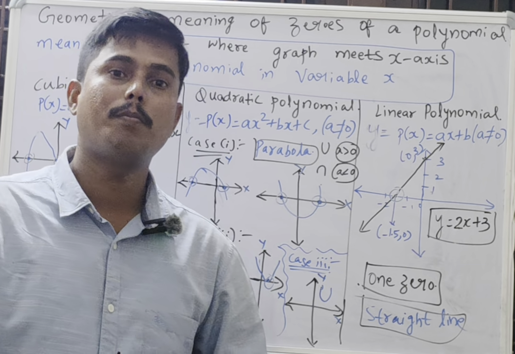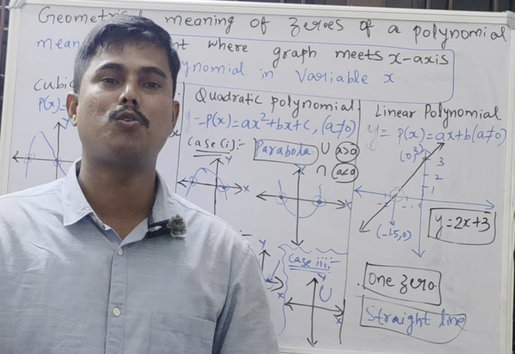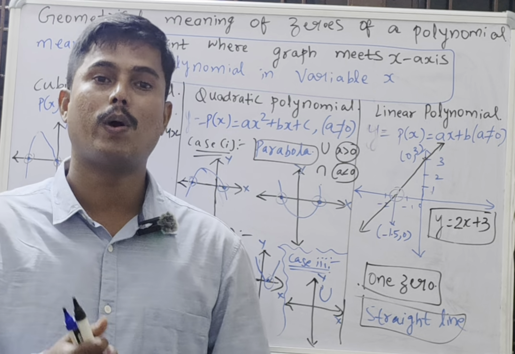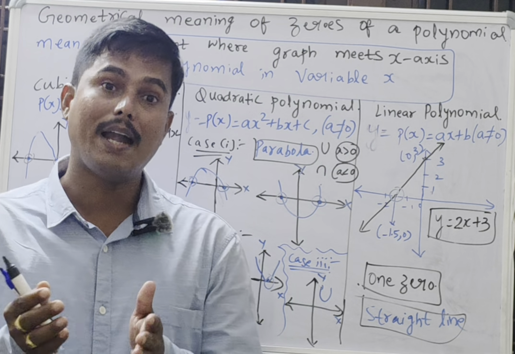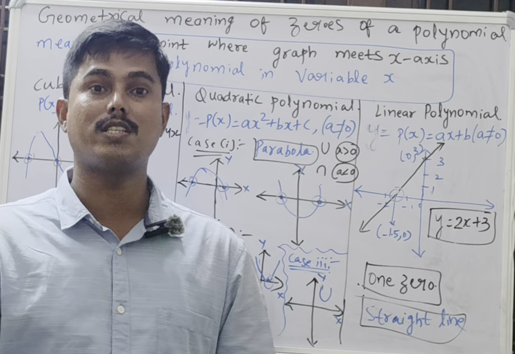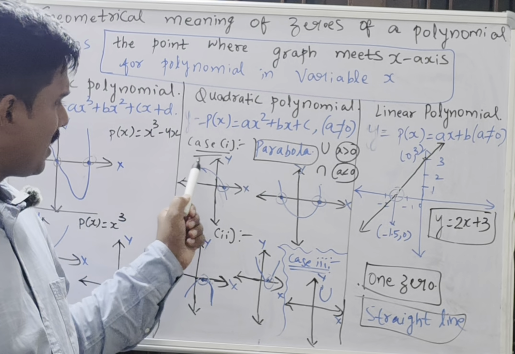So, a quadratic polynomial has at most 2 zeros. At most 2 zeros means what? Maximum 2 zeros, or 1 zero, or no zeros. That is the meaning of at most 2 zeros. And you are going to apply this at most 2 zeros concept for probability. So, be careful.